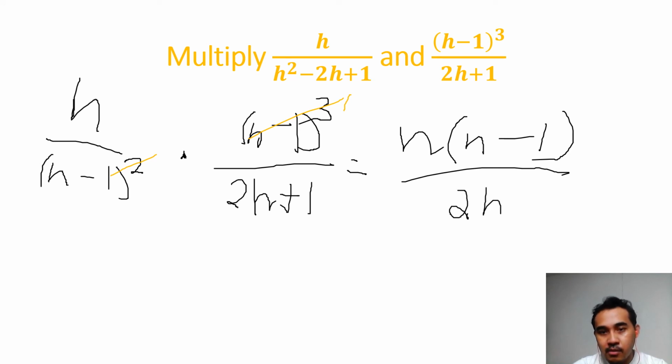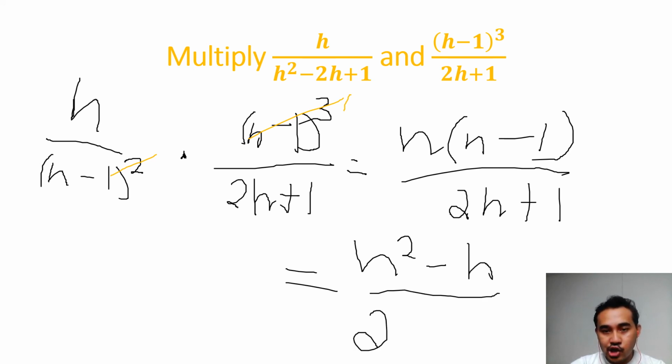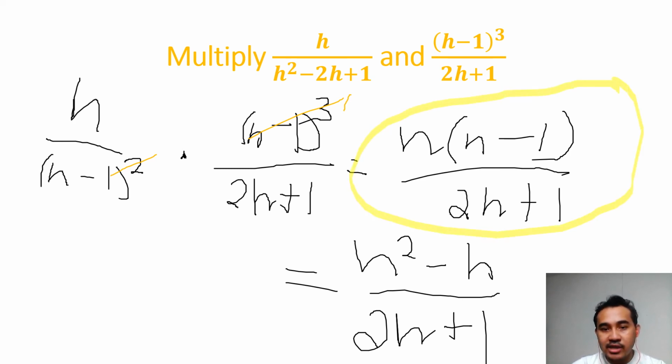Others would accept this answer, h times h minus 1 as a factor. Or in other books or references, they would agree to answer by multiplying that: h times h will be h squared minus h over 2h plus 1. So, in my case, I would like to have this answer. However, in some other references, they might use this answer. Okay? So this would be fine and others might work on this one.